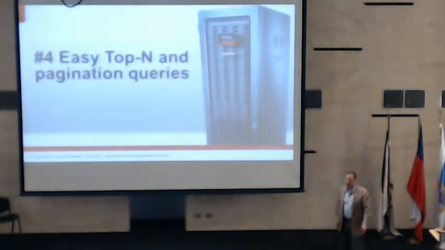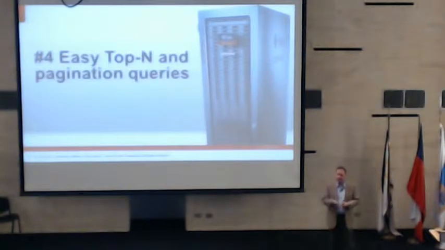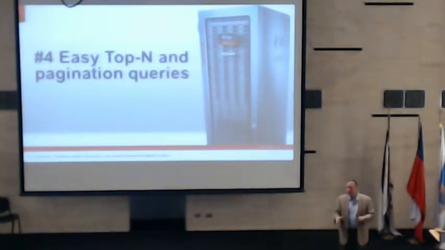Easy top-n and pagination queries. This has got to be one of the most frequently asked questions in my career of taking questions and answering them. And the question is, how do I get the first n records from a cursor? How can I get rows 21 through 30 from a result set? This has always been doable, at least since Oracle 8i and above, using rownum or row_number, an analytic function. It was always doable, but it wasn't easy or clear.